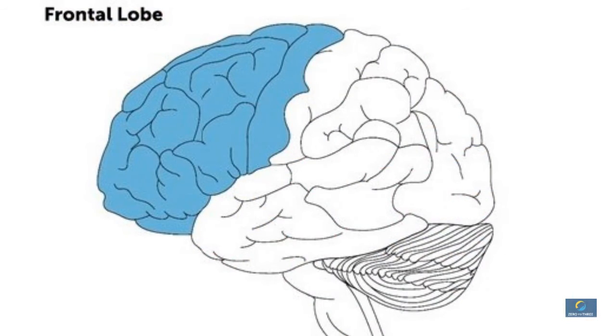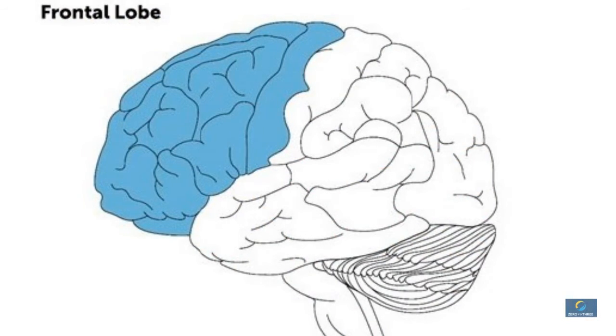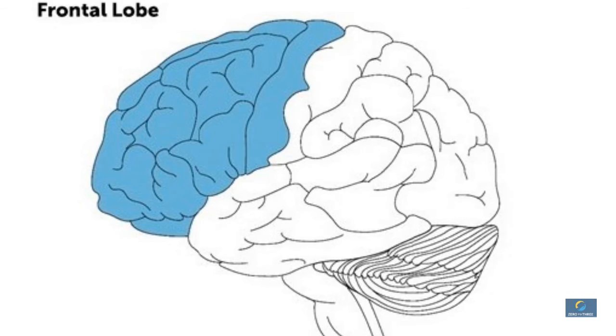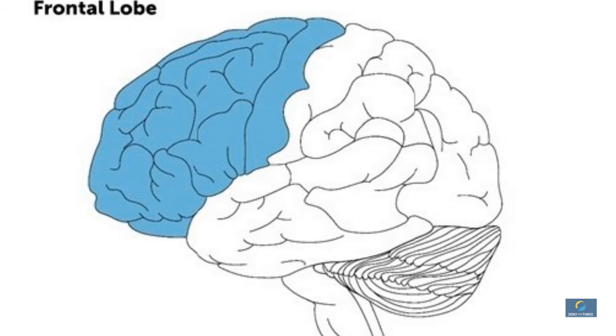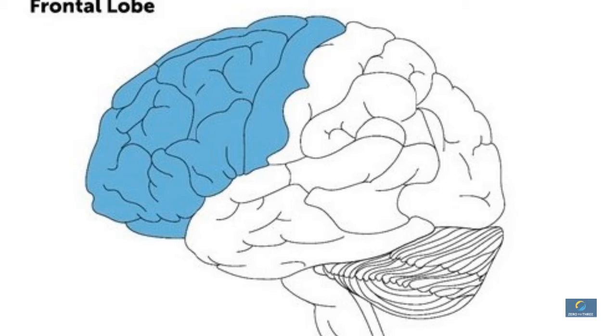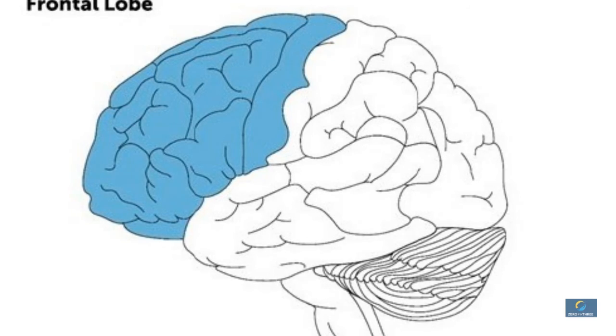The frontal lobe is responsible for decision-making, such as what to eat and drink, as well as for critical thinking. This is where personality is formed and where we carry out higher mental processes, such as planning.